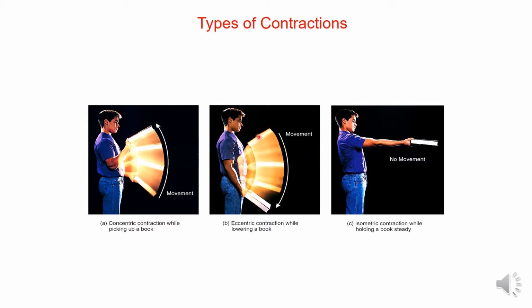Here you are going to move the book, but in the direction of gravity. So what's going to happen? You are going to produce another type of contraction, which is called eccentric contraction. And this eccentric contraction slows down the movement of gravity. So this type of contraction is known as eccentric contraction.